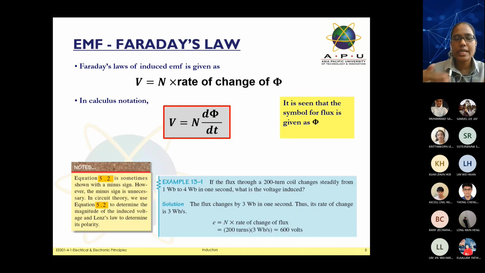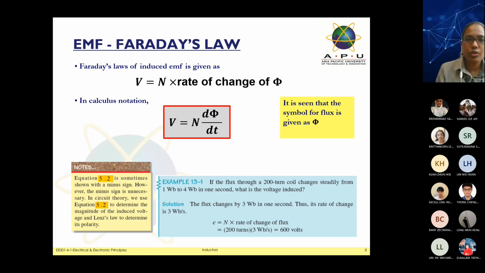Let's go on with the next part here. EMF is related to a law, and this law we call Faraday's law. And how they come up with the equations here: Faraday's law says the induced EMF is given, so it means they have an equation to be calculated. This equation we denote as V, equal to N times the rate of change of the flux. Have a look at the way they calculate based on induction.